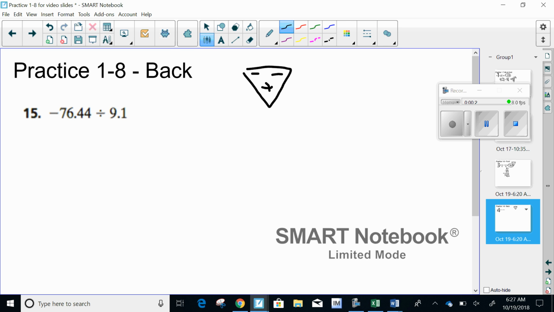So here you can see we have a negative and a positive. So that's going to leave us with a negative for our answer. So I'm going to write that in right away so I don't forget about it.